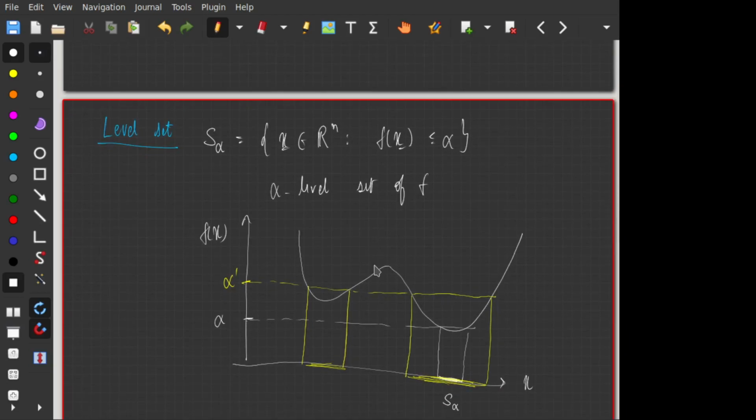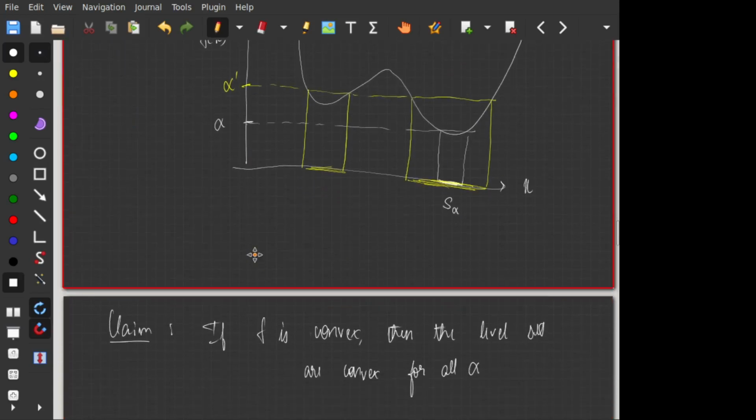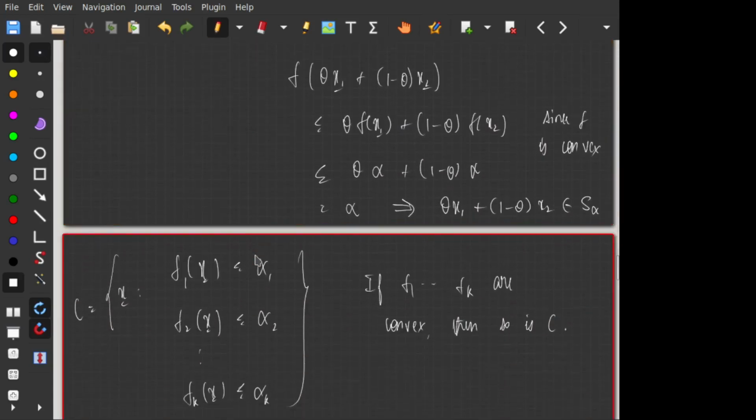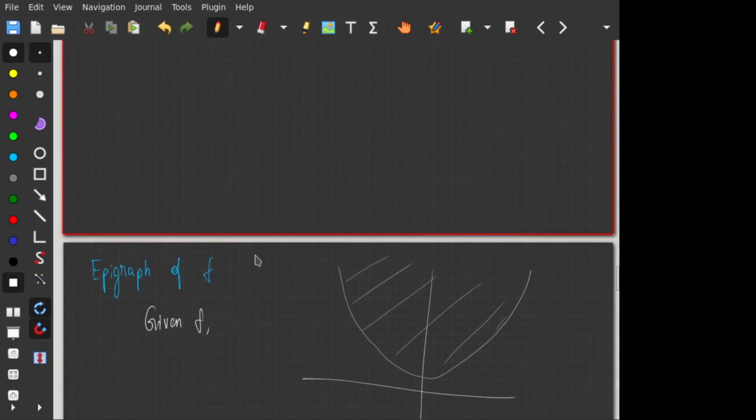The first was the level sets. The level set S alpha is basically the set of all points in the domain for which f of x is less than or equal to alpha. And if f is a convex function, then the level set is guaranteed to be convex. However, the reverse is not true. Just because all the level sets of a given function are convex, it does not necessarily mean that the function is convex.